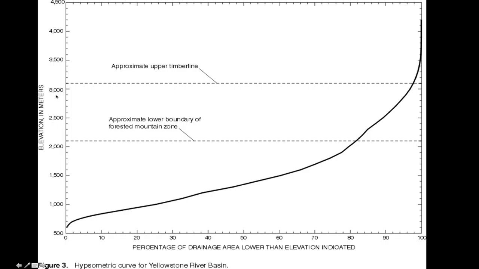What about this? This is the elevation, and then this is the percentage of area that is. What elevation was indicated? In meters. No, I mean, what elevation was indicated? Well, I think you're on this line. So that 40% of the drainage area is less than, I don't know what that is, 1,200 meters or so.